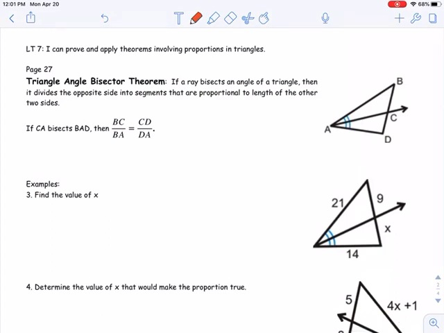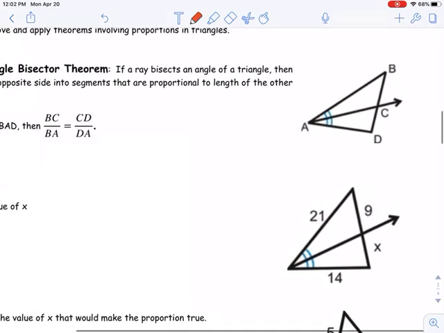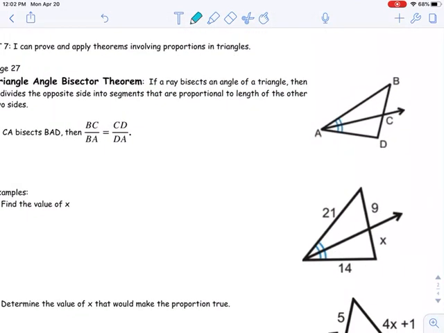New theorem. Again, this is just really setting up the foundation. This is like the basement, and on top of this basement, we're going to build a mansion. If a ray bisects an angle of a triangle, then it divides the opposite side into segments that are proportional to the length of the other two sides. So again, this seems kind of quirky. Who really cares?